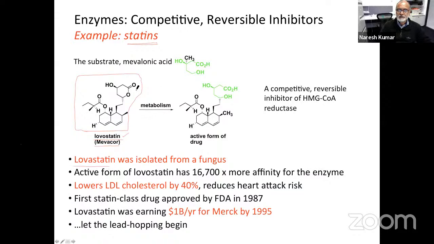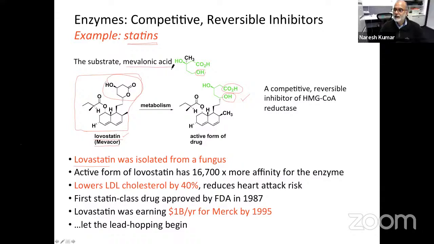Interestingly, the active form of this compound is a ring open compound. If you ring open this cyclic compound, you get an alcohol and you get an acid group, because alcohol and acid combine to form an ester. And this is an example of a cyclic ester. The active form of this drug is this structure here. And if you look at this structure, you will find this green part, which I have written down. The green part has the same structure as mevalonic acid.